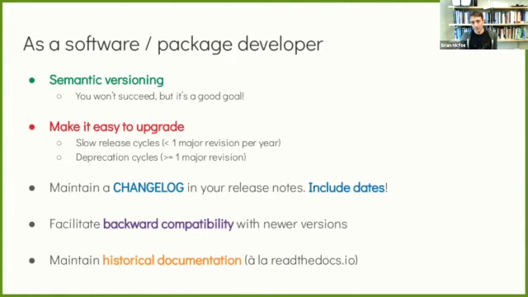Make it easy to upgrade. So have slow release cycles if you can. Use deprecation cycles if you're going to get rid of functionality so people have time to adapt. If you don't make this easy, people will not upgrade. And then all the work you do will kind of be wasted.